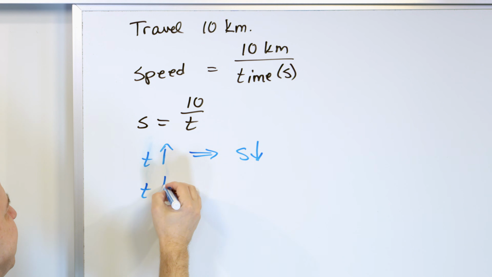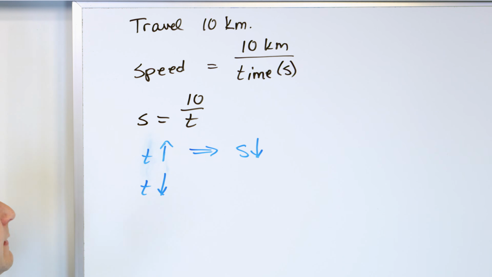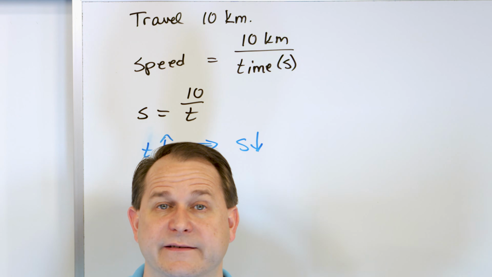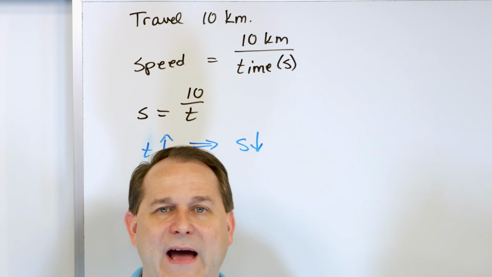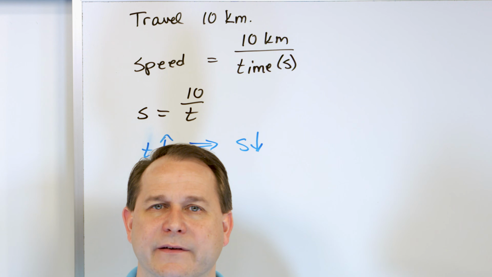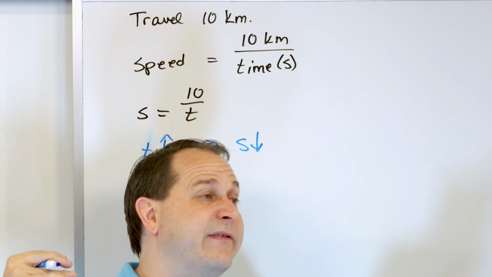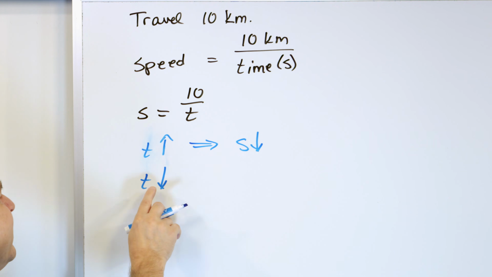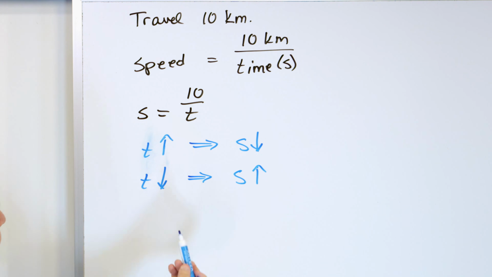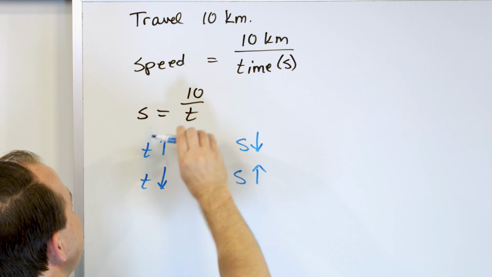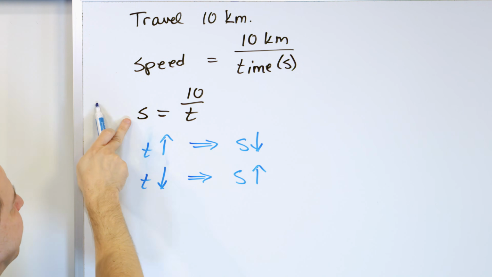Let's take the alternative. Let's say that it takes me hardly any time at all. As I decrease the time, let's say it only takes me 6 seconds to make that journey, like maybe I'm a fired bullet or on a super fast rocket. If I go 10 kilometers in 6 seconds, that means I must be traveling really, really fast. So as the time goes down, the speed has gone up. Why is that the case? Because if I put a really big number for the time in here, I divide by a big number and I get a small number over here.